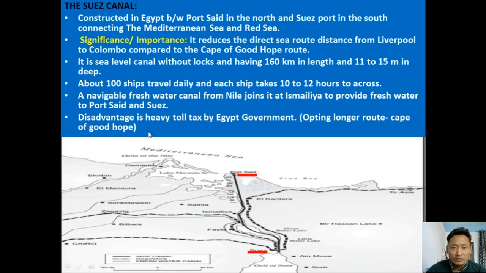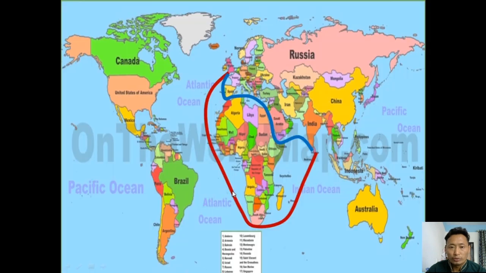The disadvantage is that since this canal is constructed by the Egyptian government, they charge huge traffic tolls if we want to move through this sea route. Because of that, sometimes if time is not a matter for moving goods from one place to another, they go by the old sea route in order to avoid the heavy toll tax of the Suez Canal. So this is about the Suez Canal.